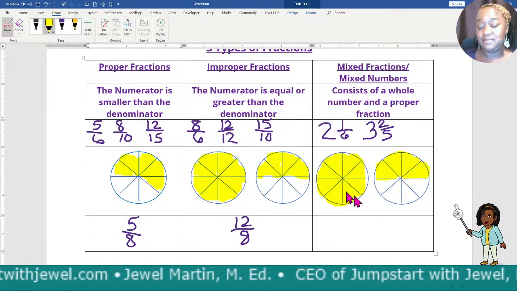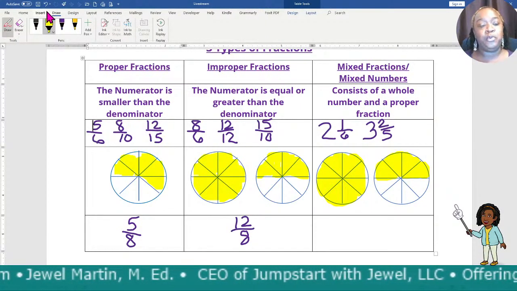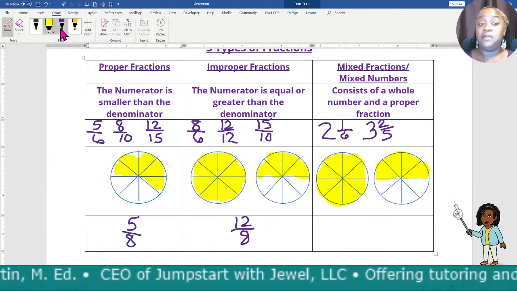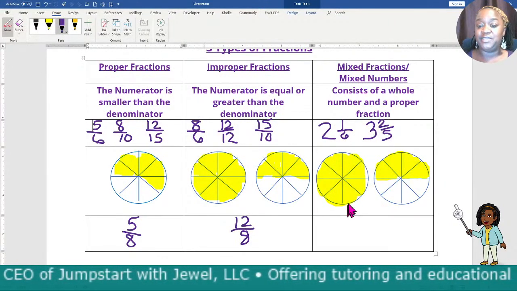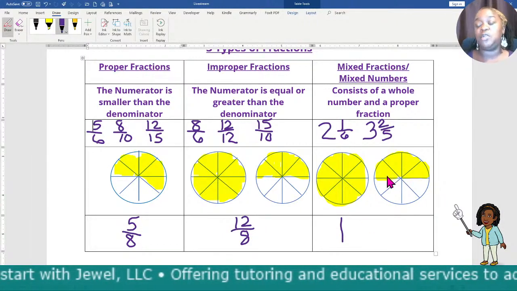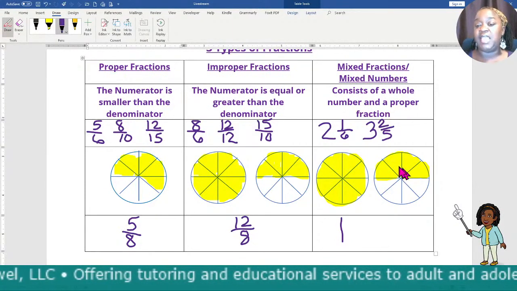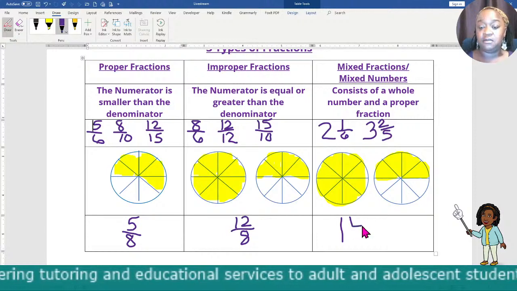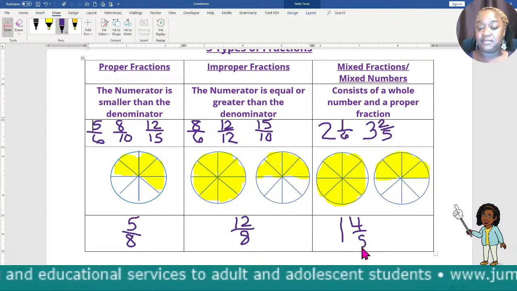So in this instance, since these are mixed fractions or mixed numbers, you may hear both phrases used interchangeably. I'm going to write this as a mixed number or a mixed fraction. I have a whole circle here that's been shaded in, so I'm going to write that as 1. And then this portion over here, 4 of the parts have been shaded in. The denominator is 8. So as a mixed fraction or a mixed number, this is 1 4/8.